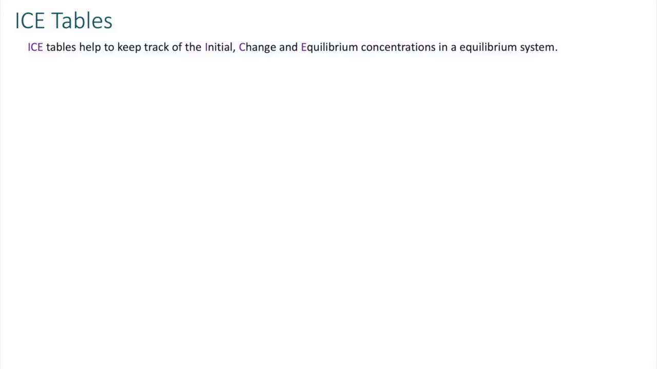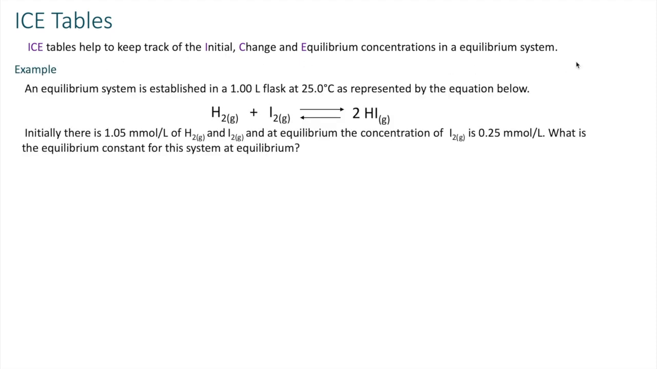We are going to use something called an ICE table to keep track of the initial, change, and equilibrium concentrations in an equilibrium system. So this helps us keep track of everything that's going on in our problem. So let's take a look into the problem and see how we would use an ICE table to keep track of the initial concentration, the change in concentration, as well as the equilibrium concentration.